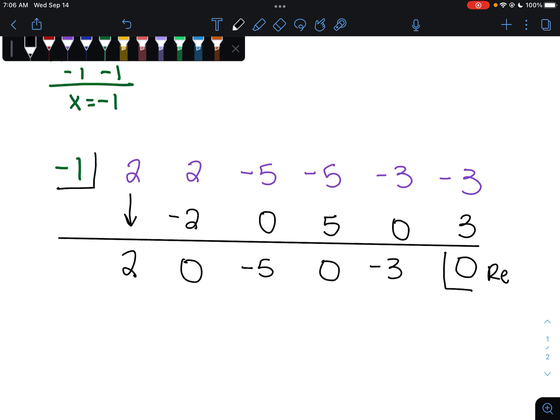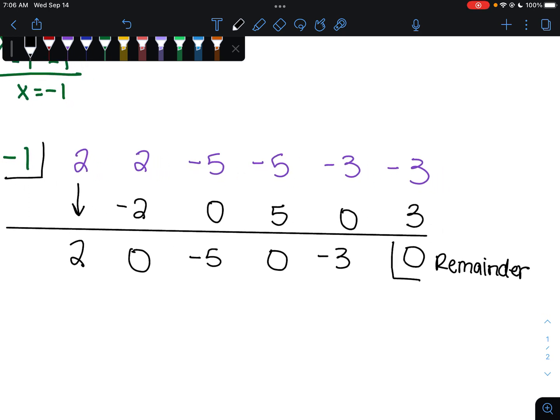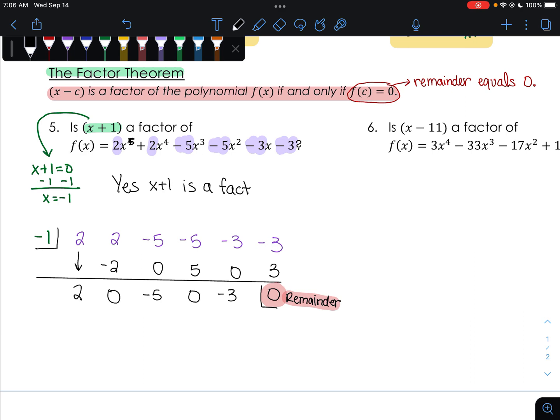So this again is our remainder. And the factor theorem said that if our remainder is 0, then it is a factor. So our answer to this question is yes, x plus 1 is a factor of f of x because the remainder is 0. And that's how you would answer this question.